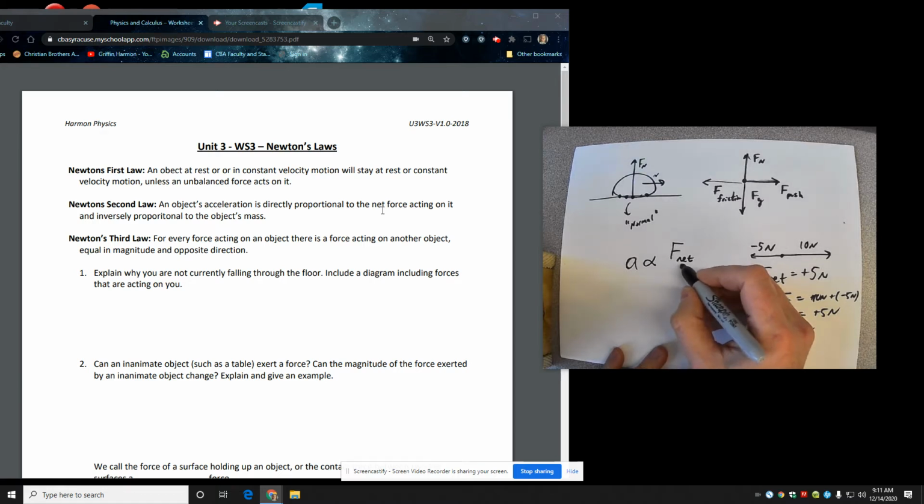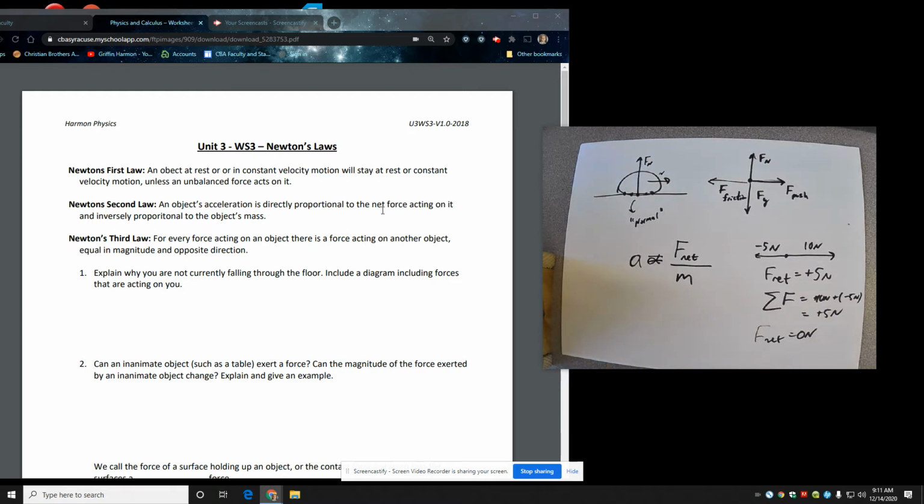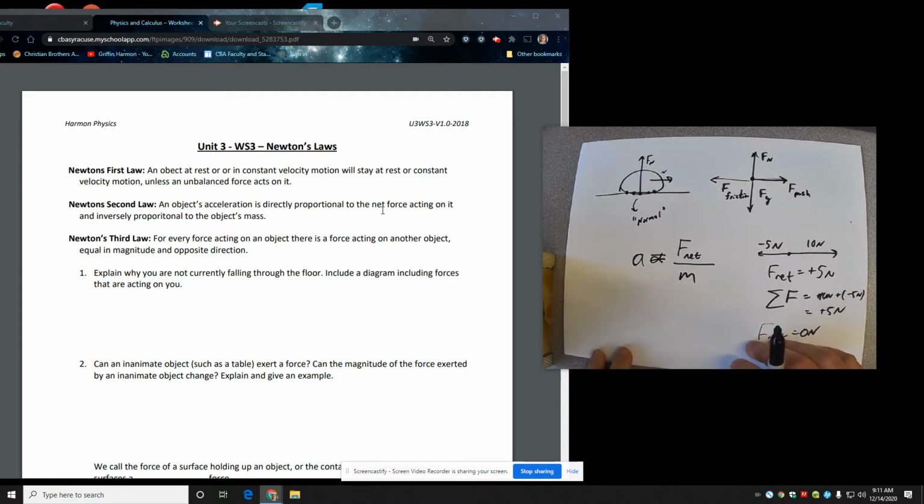And inversely proportional to the object's mass. And it's not just proportional, it's actually defined as that. Acceleration is equal to the net force divided by the mass. So the net force acting on the object divided by the object's mass. All right. And the third law: for every force acting on an object, there's a force acting on another object, equal in magnitude and opposite in direction.